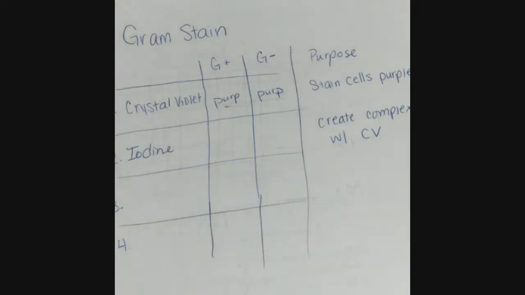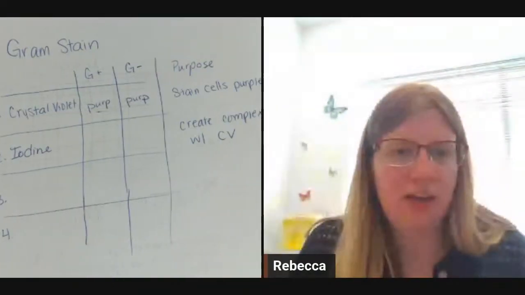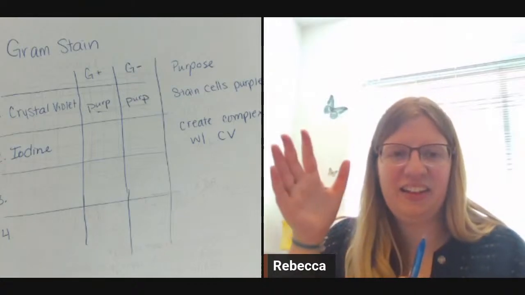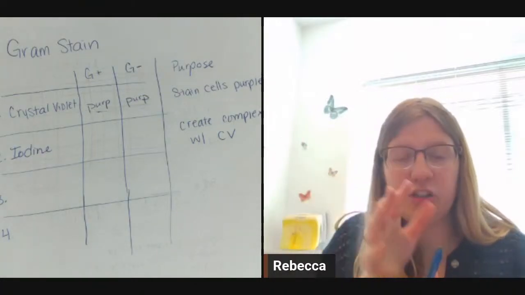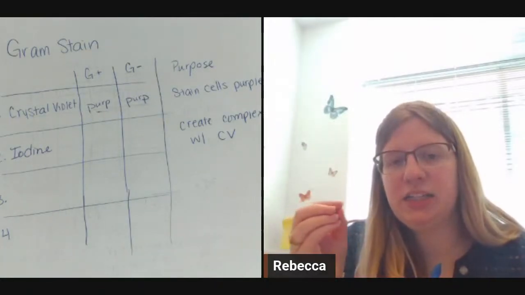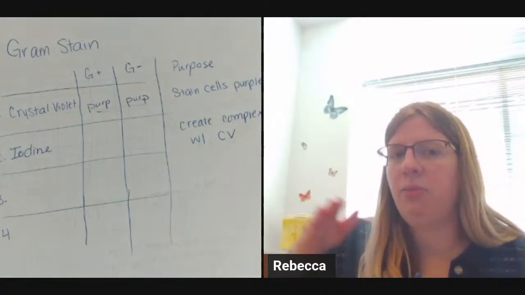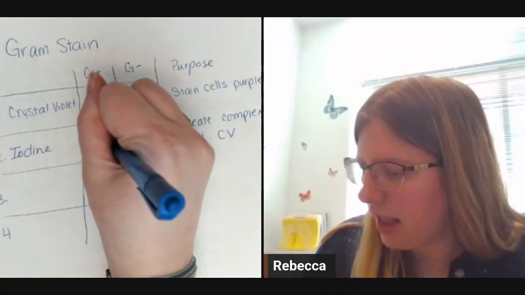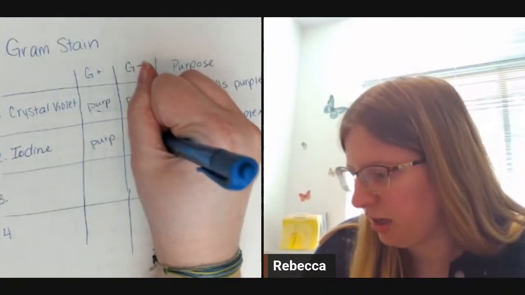And this complex makes the molecule larger, right? We know that gram-positive has a thick peptidoglycan layer that's hard for large molecules to get through and move out. But because we've already stained with crystal violet, the crystal violet soaks through that layer of peptidoglycan, and then the iodine comes in and creates this complex, so it's harder for that complex to go back out. And so these stay purple for both gram-positive and gram-negative.